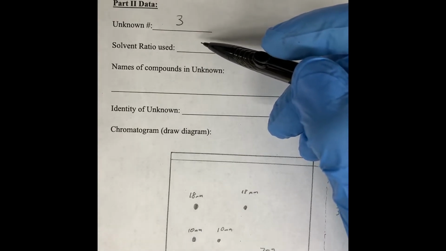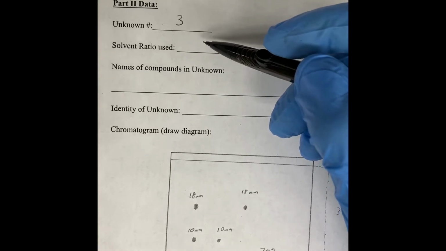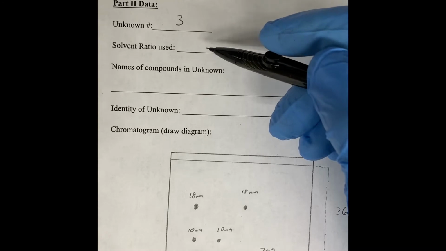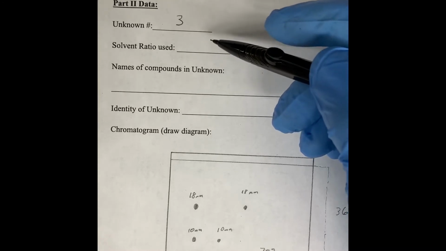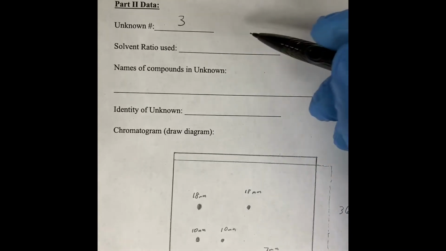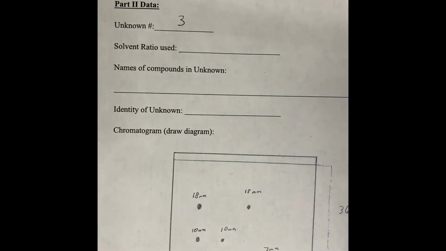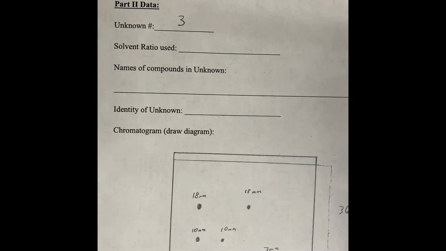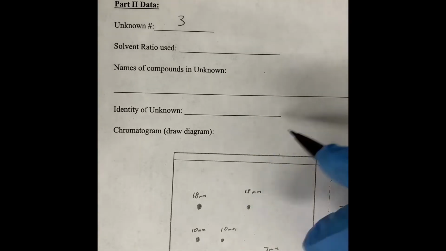Now you should be able to figure out what the ideal solvent ratio is, because it's the one in which all the spots that were on the TLC plate spaced out from one another as far as possible. And so you'll be required to determine what the best solvent ratio is from part 1. And then what we're going to do is fill in the names of the compounds in the unknown and figure out its identity.